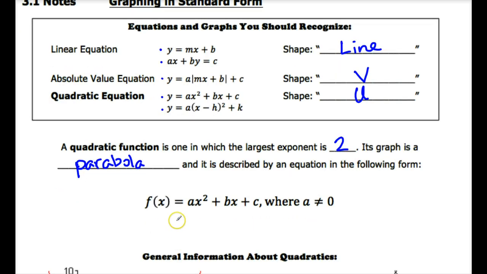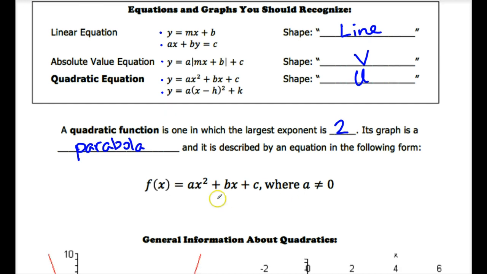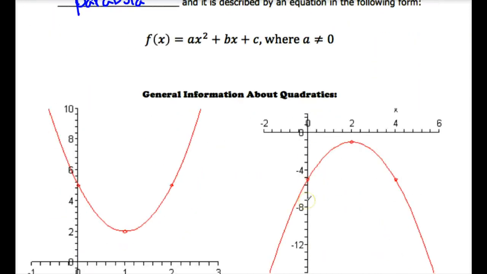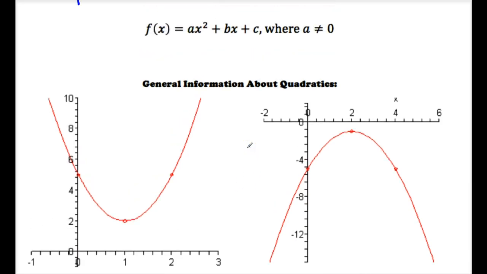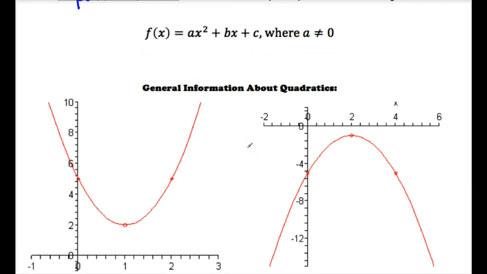So we have the function f of x equals ax squared plus bx plus c, where a is not equal to 0. Okay, let's review some general information about quadratics. Here you can see two graphs of a quadratic, one opening right side up, one opening upside down. If you take this standard form equation at the top, it will tell you a few things about this quadratic function.